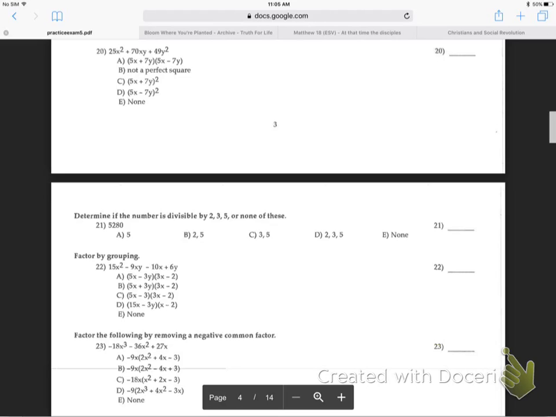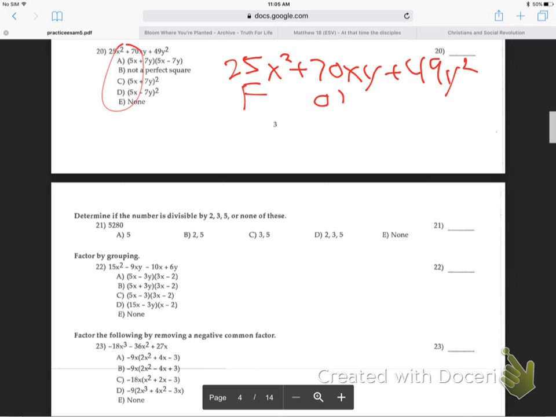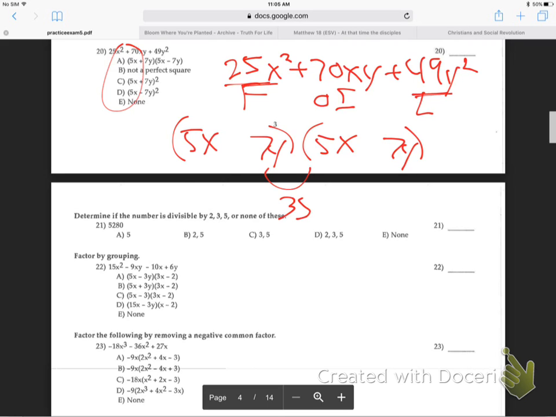Okay, so 20. 25x squared plus 70xy plus 49y squared. Any GCF? Nah, no GCF. Jump right into FOIL. 3 terms, 2 parentheses. Front times front: 5x, 5x. 7y, 7y, to make 49 at the back, right? 2 inner, 35. 2 outer, happy face. How do they make plus 70? Both plus, both plus. Done.